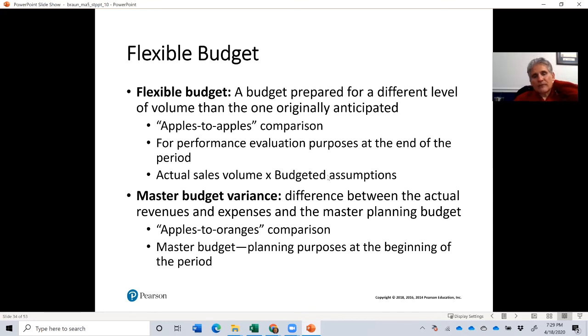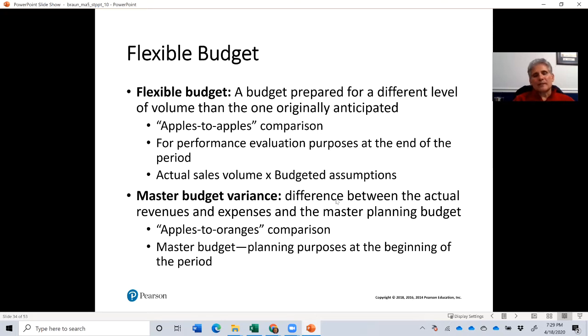And for performance evaluation purposes at the end of the period, we're going to try to judge whether we're meeting our performance measures based upon volumes. Did the volumes go higher than expected? And if so, let's adjust our budget accordingly. Actual sales volume times the budgeted assumptions.